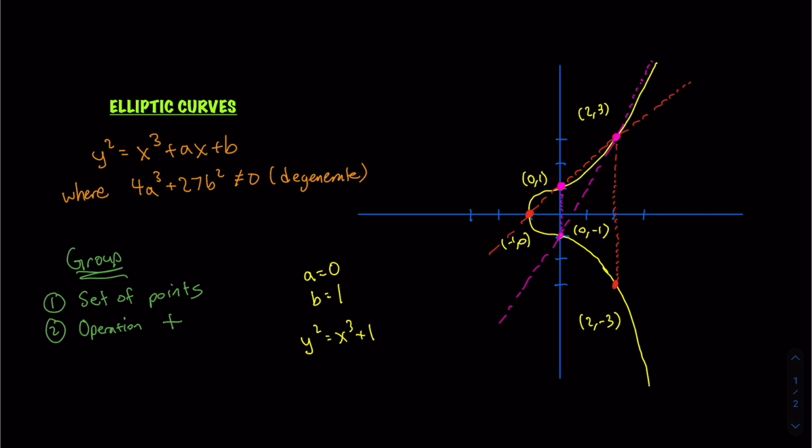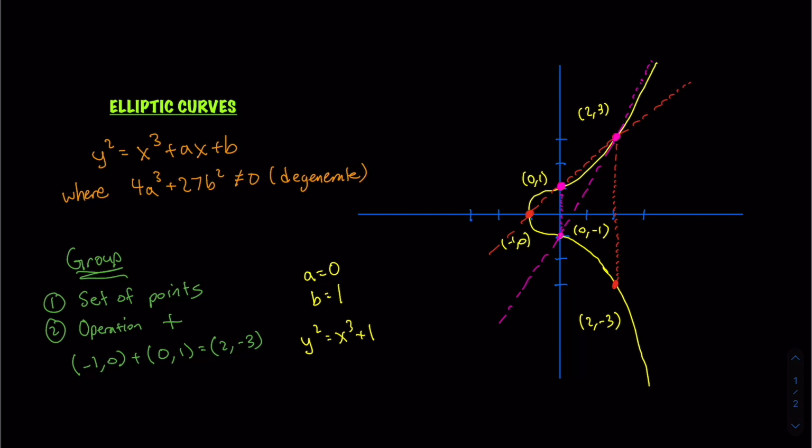So for example, if I add -1, 0 and 0, 1, I actually get 2, -3, like we just saw. If I draw a straight line through those 2 points, and it intersects the curve at that third point, and I flip it over the x-axis, I get 2, -3. It's kind of weird, right? But if you've been following along, this should all make sense.